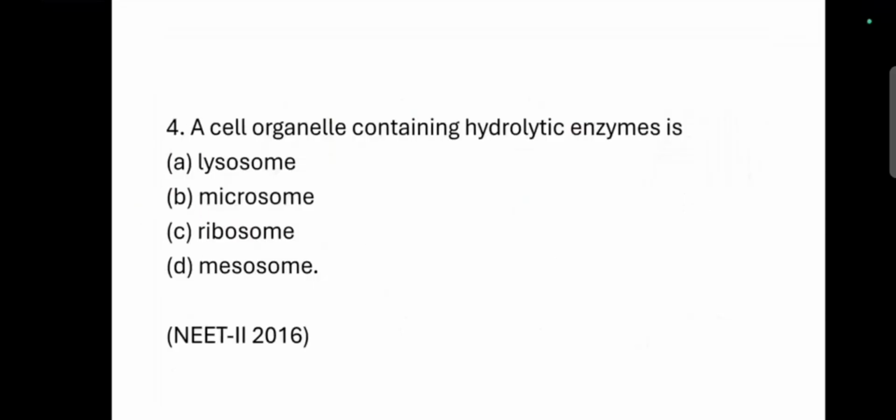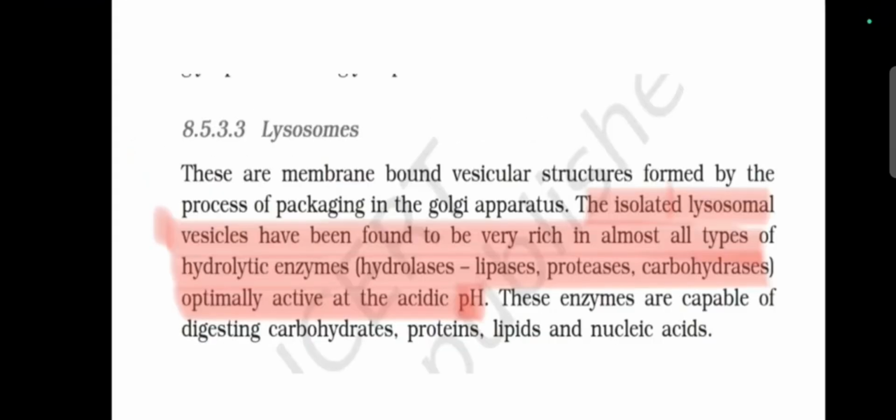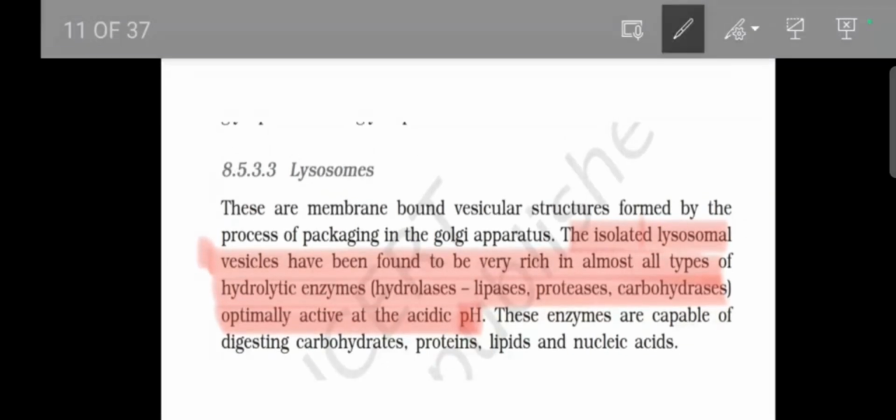Now we see the fourth one. A cell organelle containing hydrolytic enzymes is the lysosome. This is the simplest question from NEET 2016. The NCERT describes lysosomes as membrane-bound vesicular structures formed by a process of packaging in the Golgi apparatus. So the Golgi apparatus does the packaging of the lysosomes, and the isolated lysosomal vesicles have been found to be very rich in almost all types of hydrolytic enzymes.